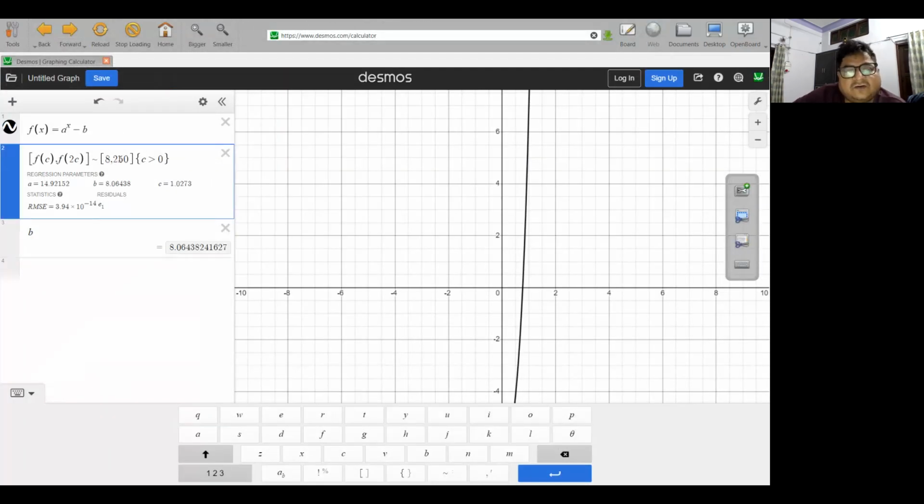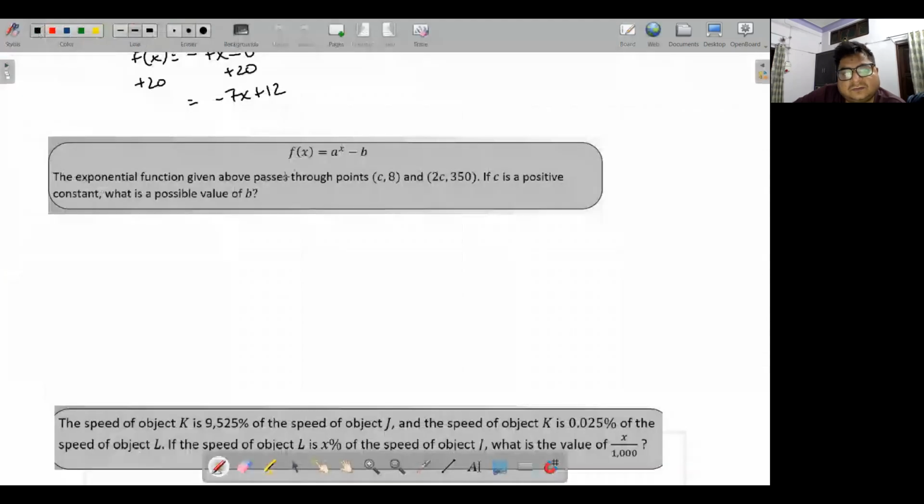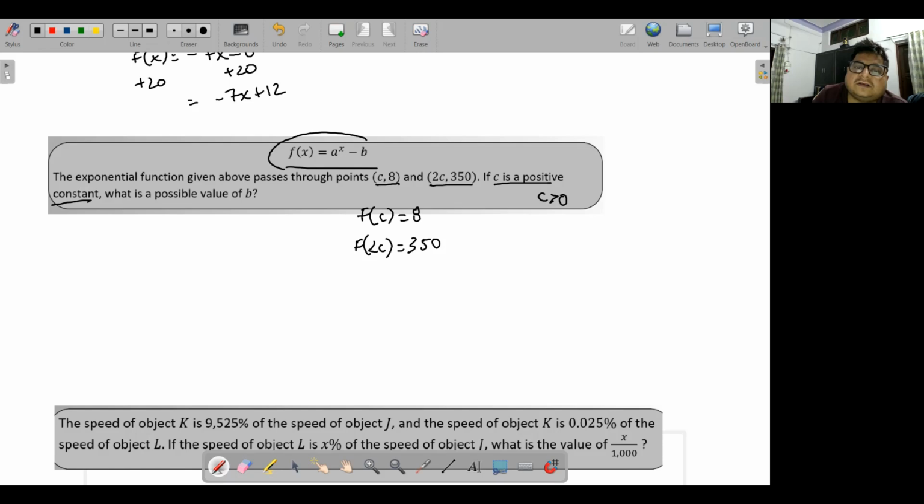Yes, so the value of b is 11. It satisfies all the conditions. The function is already given in the question, so this is the function. And if it is written (c, 8) and (2c, 350), it means f of c is equal to 8 and f of 2c is equal to 350. Again, they are saying c is a positive constant, which means c has to be greater than 0. All this information we need to insert in Desmos to get the value of b.